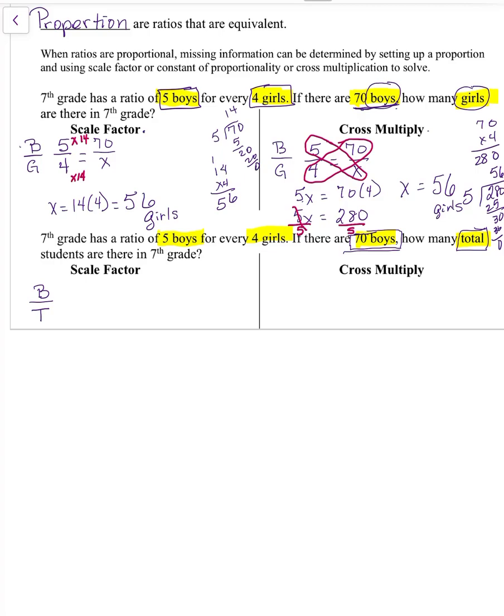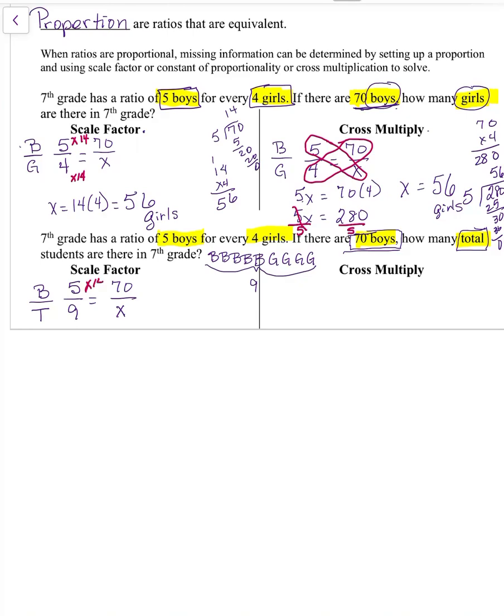So our ratio is going to be boys to total, not boys to girls. Okay, boys to total. So if we think about this, we have 5 boys, 1, 2, 3, 4, 5, and 4 girls, 1, 2, 3, 4. So altogether, how many total is that? That's 9. So our boys to total ratio is going to be 5 boys to 9 total. Equals, we know we have 70 boys, so boys is at the top, so we put 70 at the top, and I don't know the total.